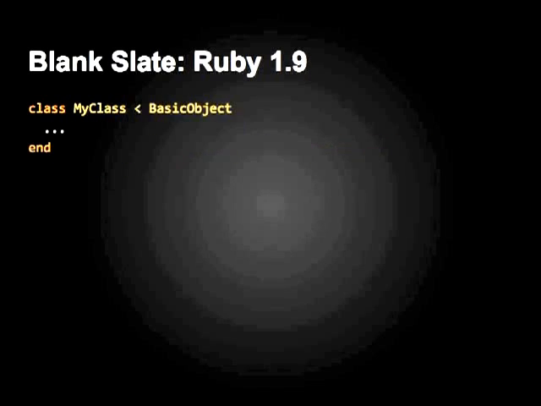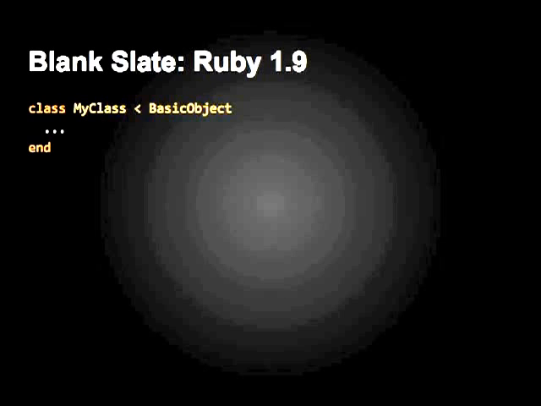In Ruby 1.9, it's actually much easier to do. You just inherit from BasicObject. BasicObject really doesn't have very many methods that it itself defines. So if you inherit straight from BasicObject, you've pretty much done the same thing.